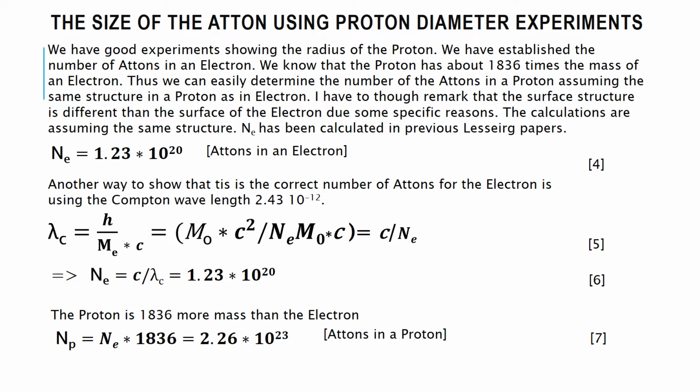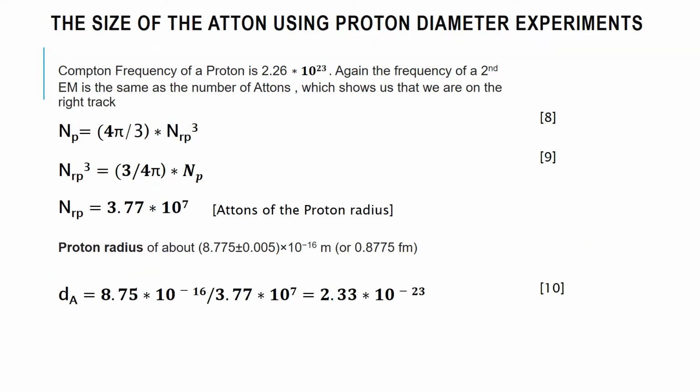So now we can go straight to calculating, assuming that we have the same structure. So we go to the proton, it's 1,836 times more mass than the electron. So all we have to do is Ne times 1,836. So we get 2.26 times 10 to the power of 23 attons in a proton. Again, we can go back, because the Compton wavelength of a proton, and thus the Compton frequency of a proton, has been established experimentally. And it turns out that the Compton frequency is 2.26 times 10 to the power of 23.